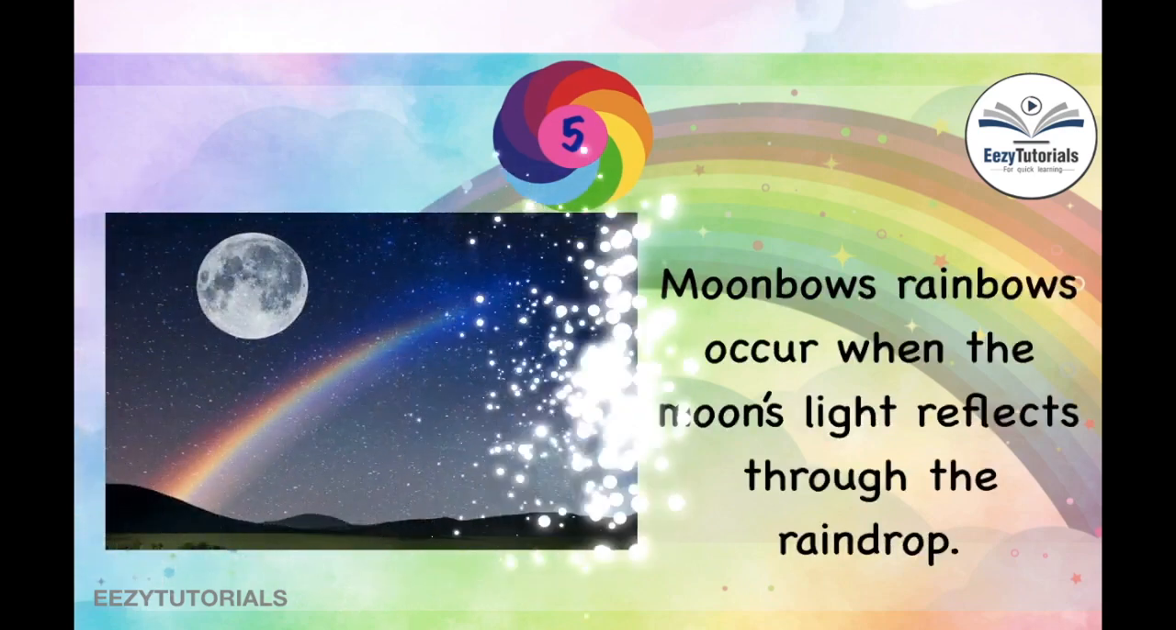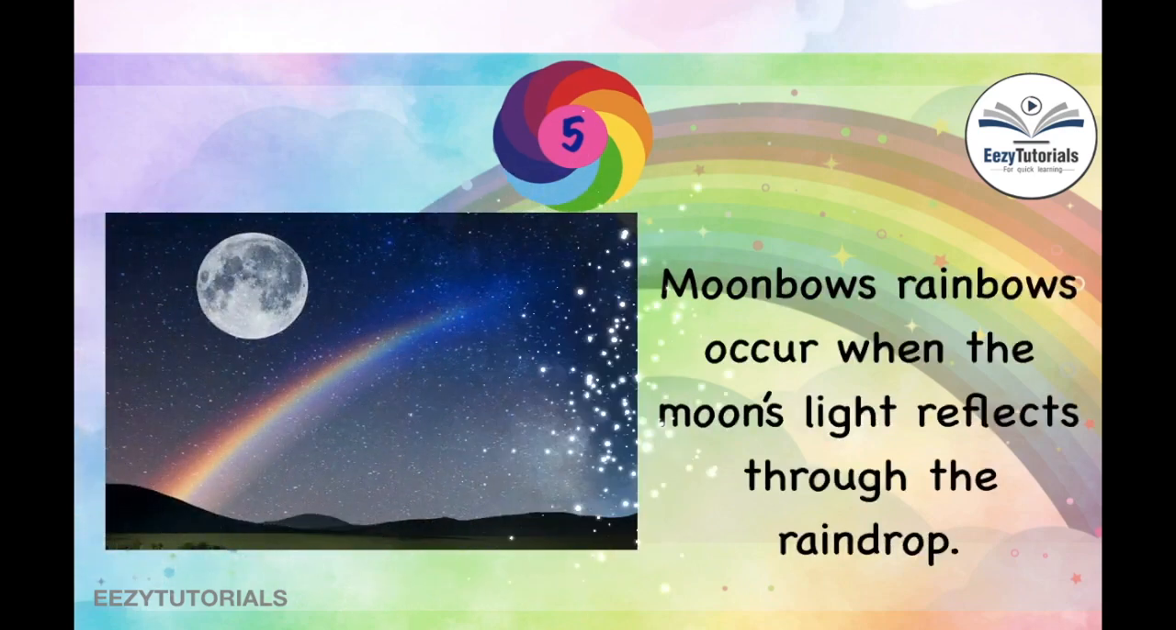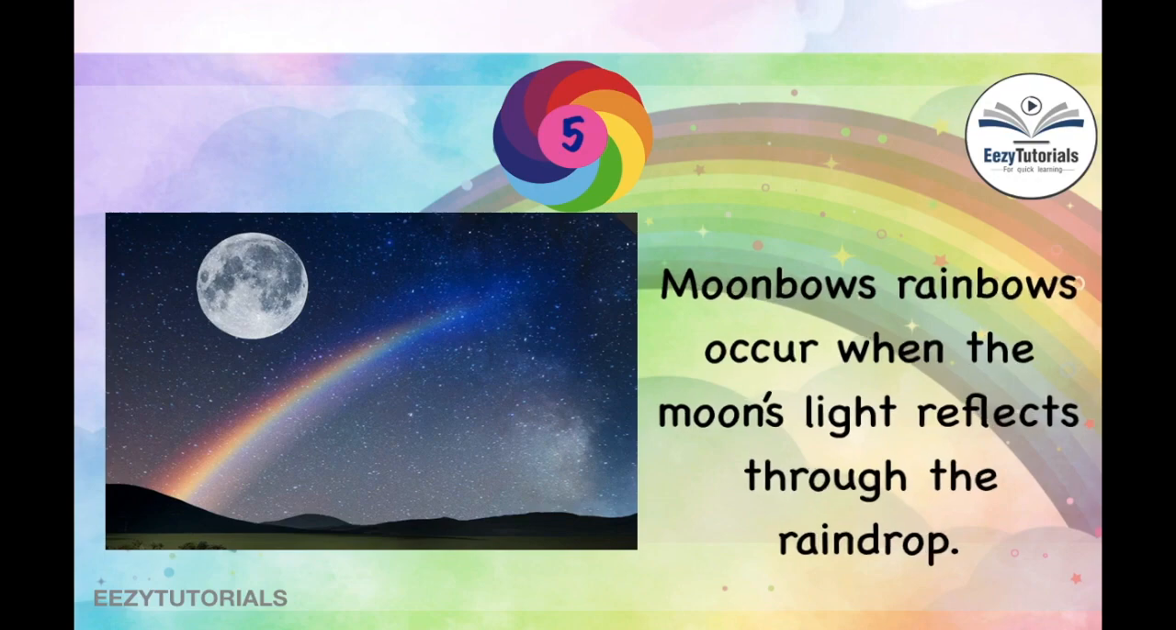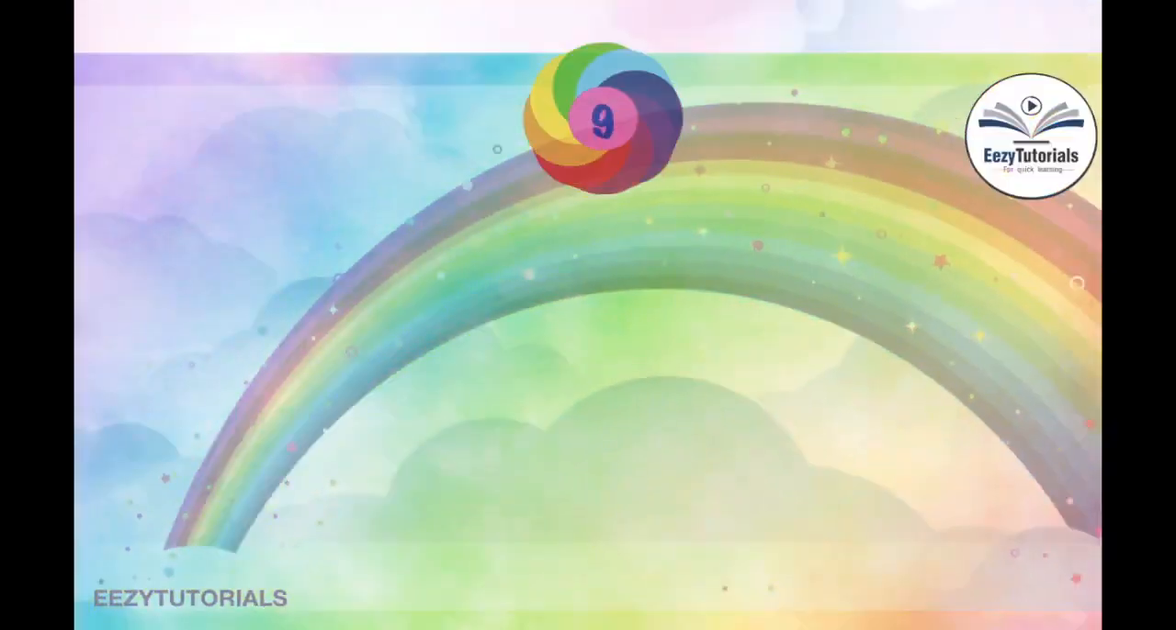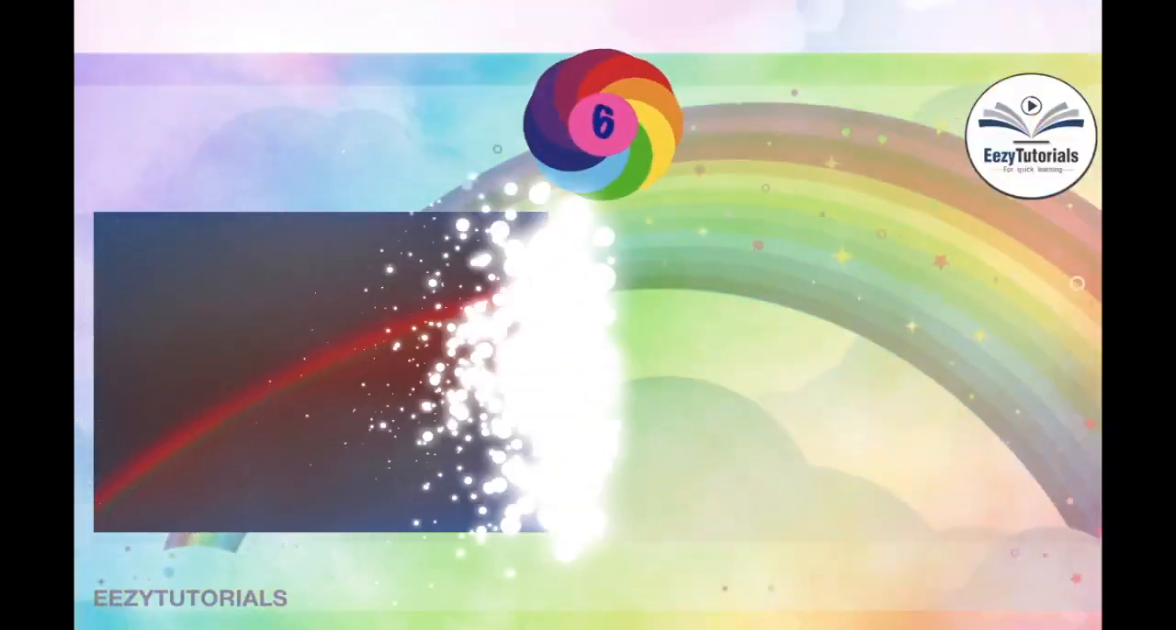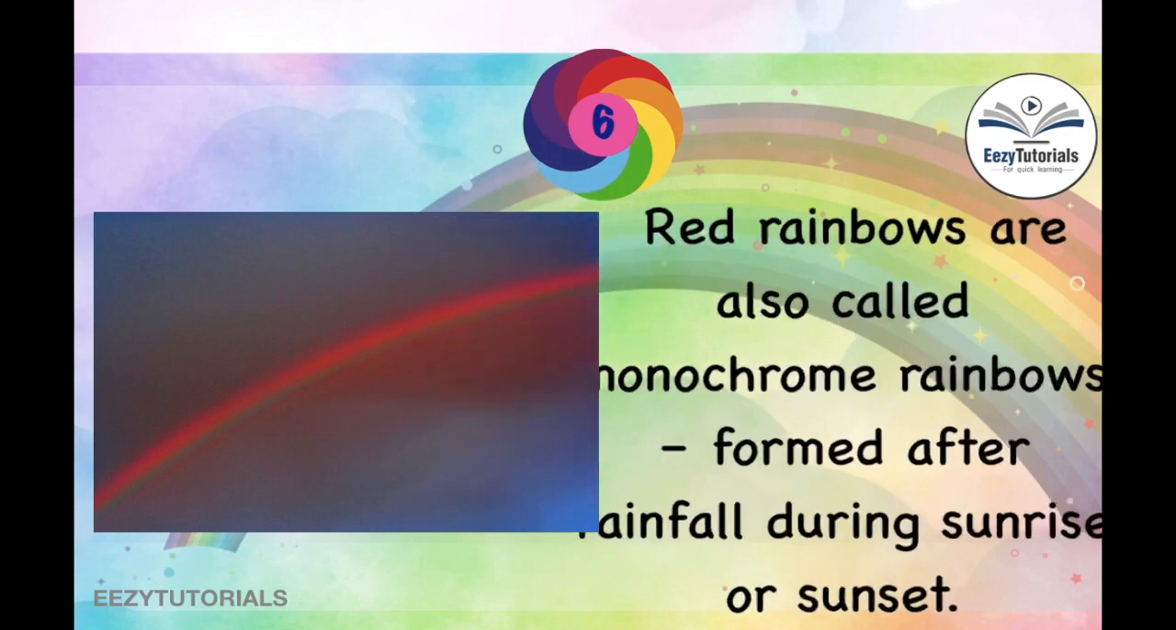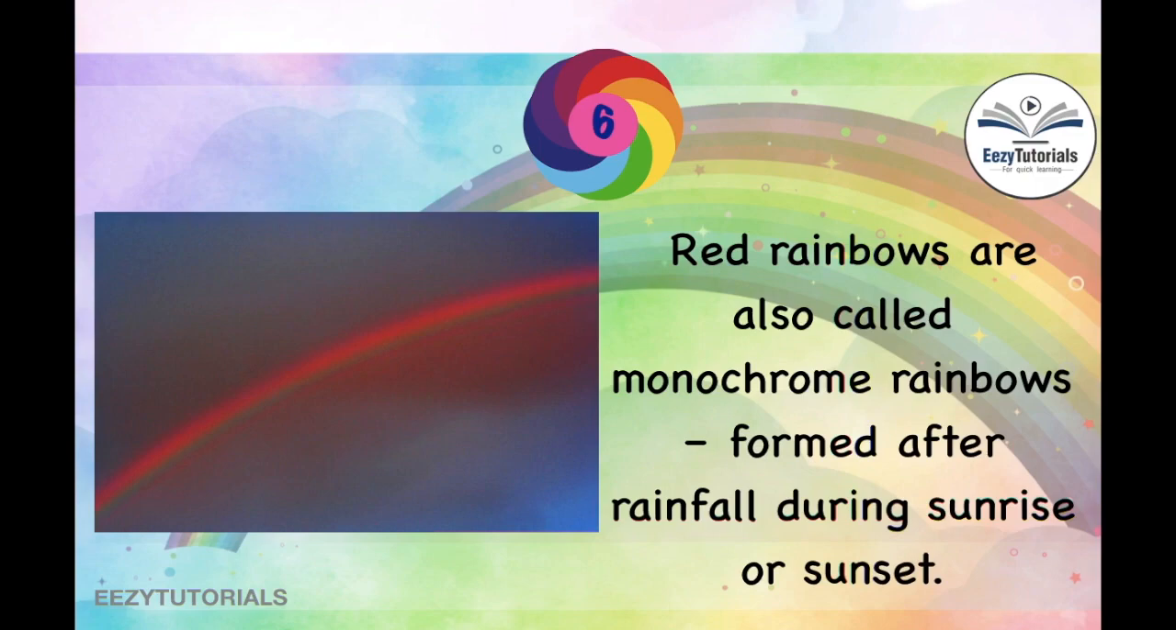There are also moonbows. When moonlight reflects through the raindrop, rainbow is formed and that is called moonbows. There are also monochrome rainbows like red rainbows. They are formed after rainfall during sunset and sunrise. It is only in one single color.